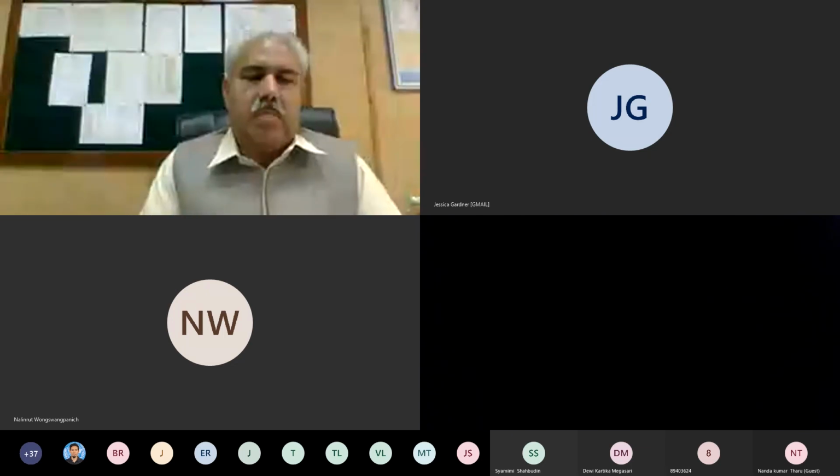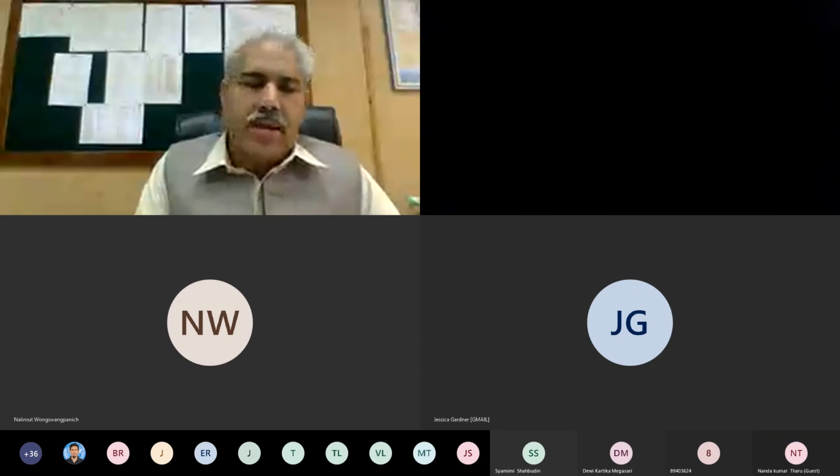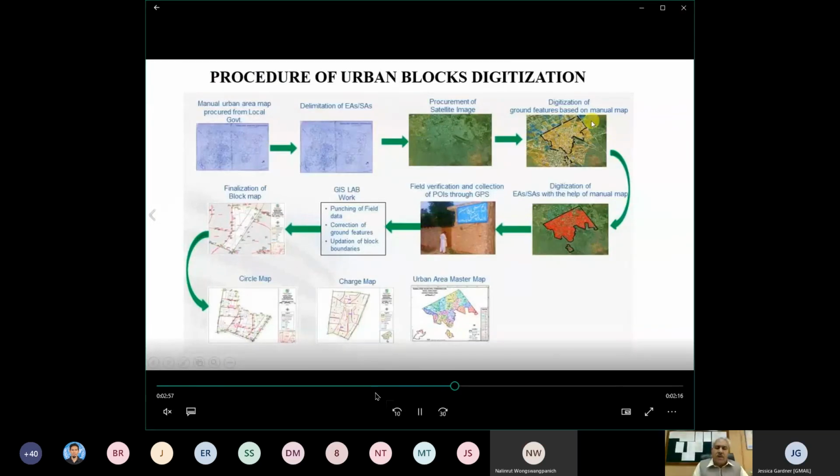For the big urban areas, 2 types of maps were prepared. A master map, which covered the entire municipality for delimitation of census charges and circles, and a sub-unit map to delimit the census blocks. For small urban areas having population up to 50,000, according to the previous census, only a single type of map was designed to delineate both census circles and census blocks.